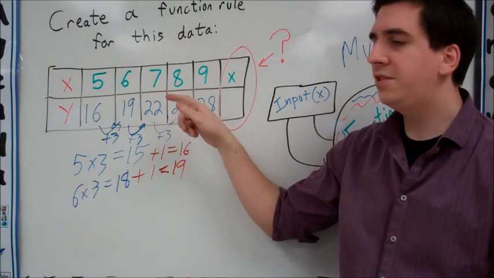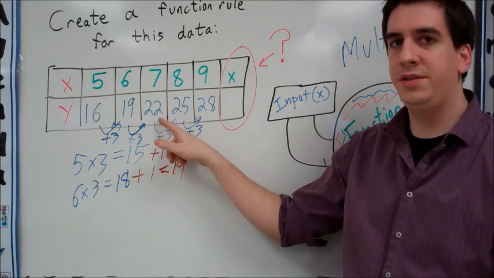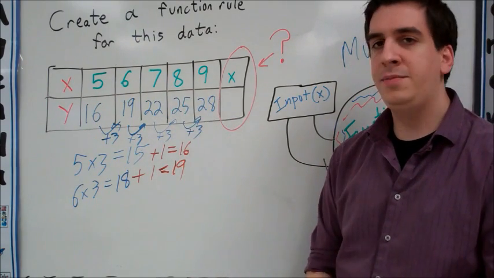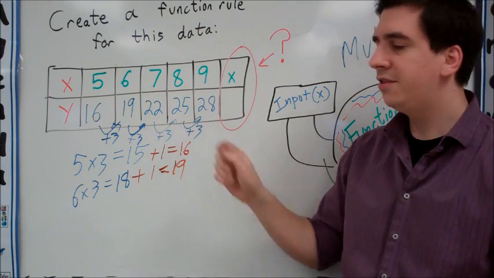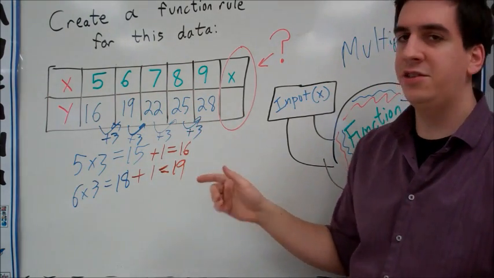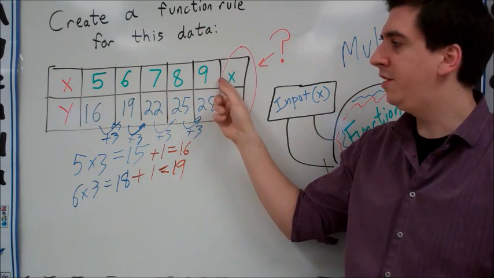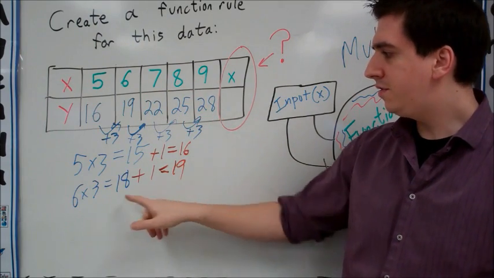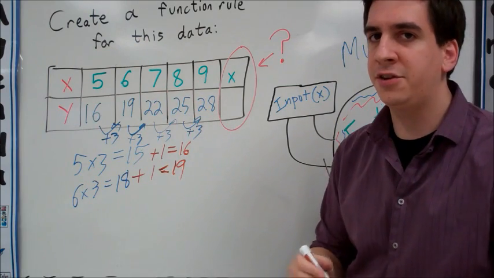Let's try 7. 7 times 3 is 21. 21 plus 1 is 22. Let's try 8 now in our heads. 8 times 3 is 24. 24 plus 1 is 25. Okay, I'm starting to become convinced. Let's just check just to make sure. 9 times 3 is 27. 27 plus 1 is 28. So our rule needs to be multiplied by 3, then add 1. Let's write that in on the function machine over here.